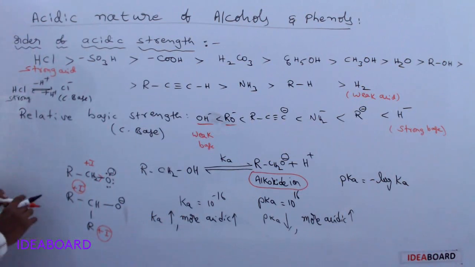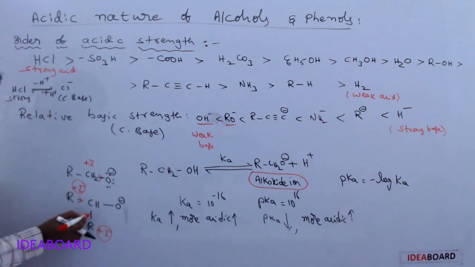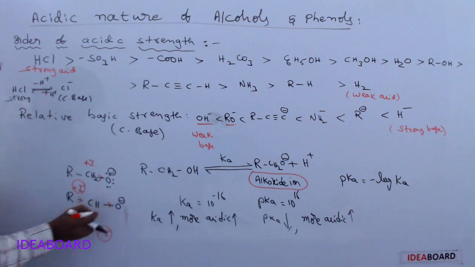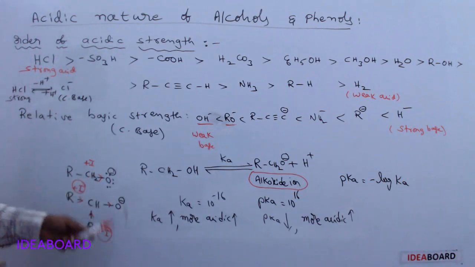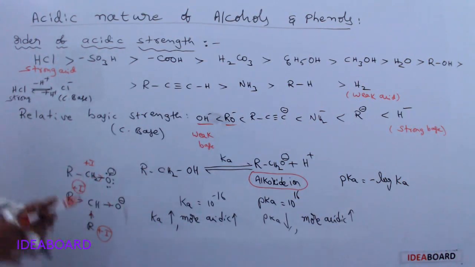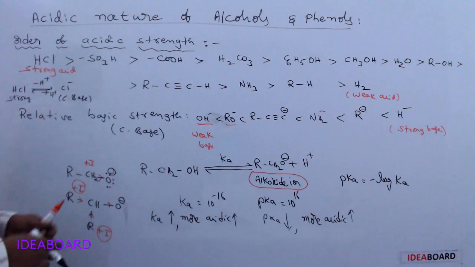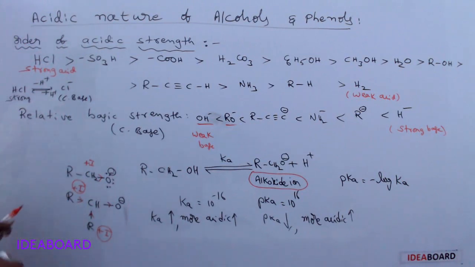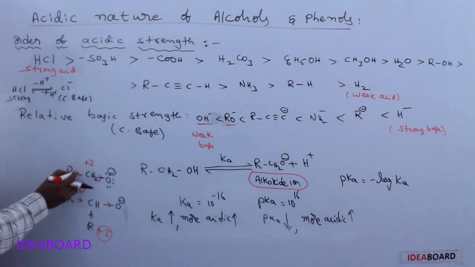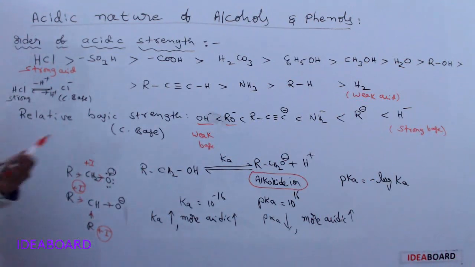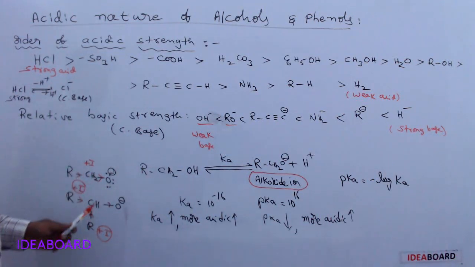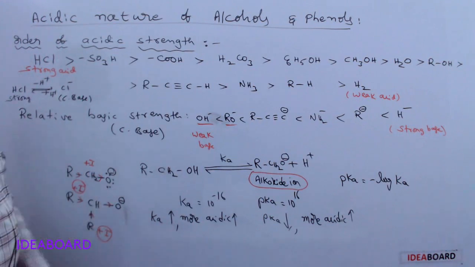The two of them are increasing the electron density on this oxygen atom. When the electron density on the oxygen atom increases, it becomes more unstable. Whenever there is one alkyl group, it increases. If two alkyl groups are there, it increases the negative charge on the oxygen largely, so it becomes more unstable.